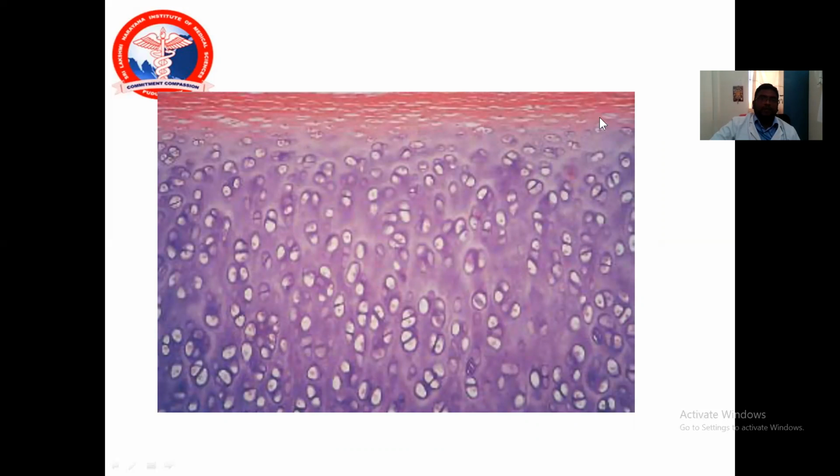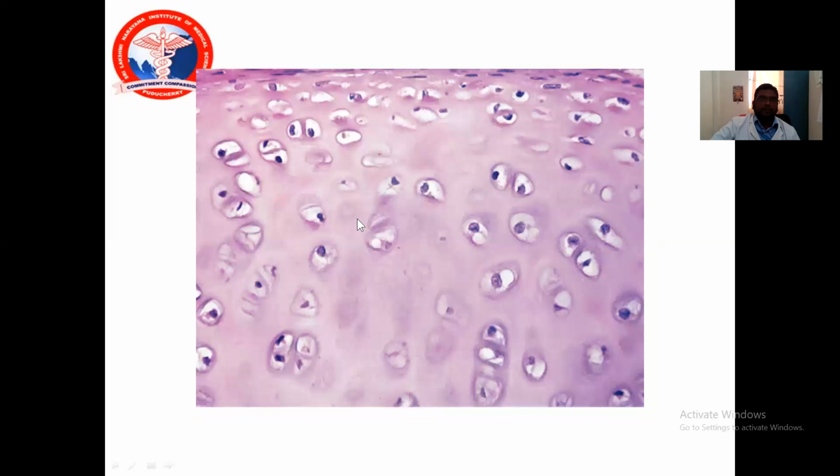So this is your perichondrium. Here you will be able to have a number of chondroblasts. So this is your hyaline cartilage, where you would be able to have a number of chondrocytes, and this is your extracellular matrix. Okay, so this is to show you the same picture.